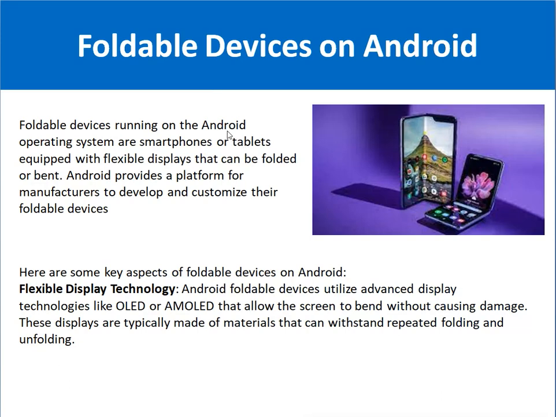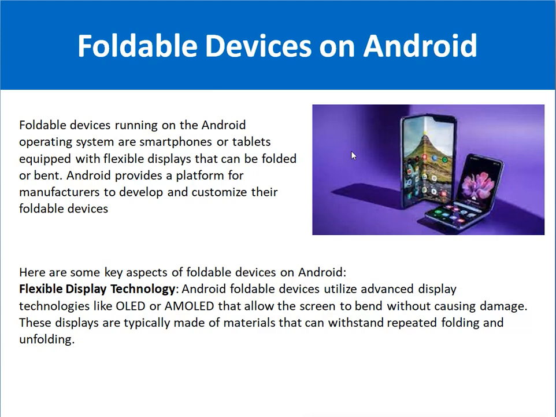Friend, foldable means that these are devices whose screen can be bent without any damage to the screen. Foldable devices running on the Android operating system are smartphones and tablets equipped with a flexible display that can be folded or bent. Android provides a platform for manufacturers to develop and customize their foldable devices. This is an example of a foldable device in which the screen is bent without any damage or issue in the display.